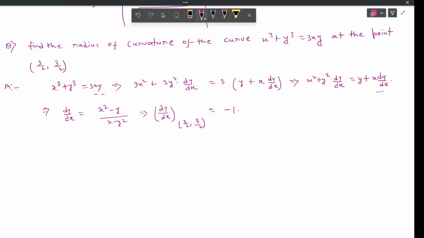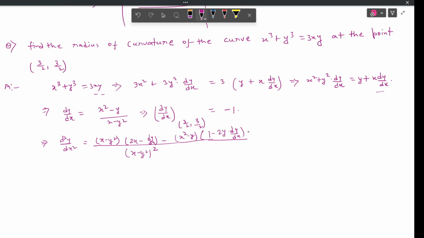Okay. Now we need the second derivative. So differentiate this equation with respect to x again. So d2y by dx2 would be, you have to apply the u by v rule here. So v square, keeping v as it is, differentiation of numerator. So this would be 2x minus dy by dx, minus, keeping numerator as it is, differentiation of denominator. So this would be 1 minus 2y into dy by dx.